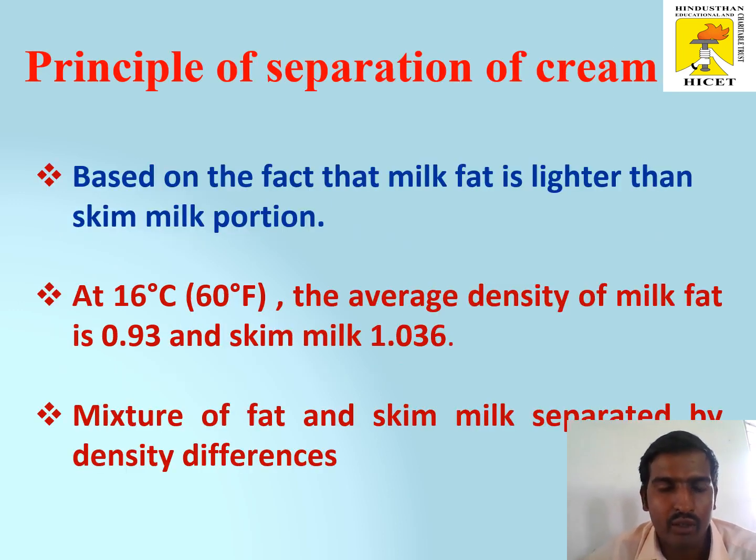Principle of separation of cream. Based on the density differences, the fat and the milk can be separated. The fat is an oil, and the milk or water can be separated based on the density differences. Usually the density of the water is higher than that of the fat globules present in the milk. That's why the fat globules float and are found on the surface layer of the milk. The density of the water is higher than the density of the fat, so we find the fat at the surface of the milk.